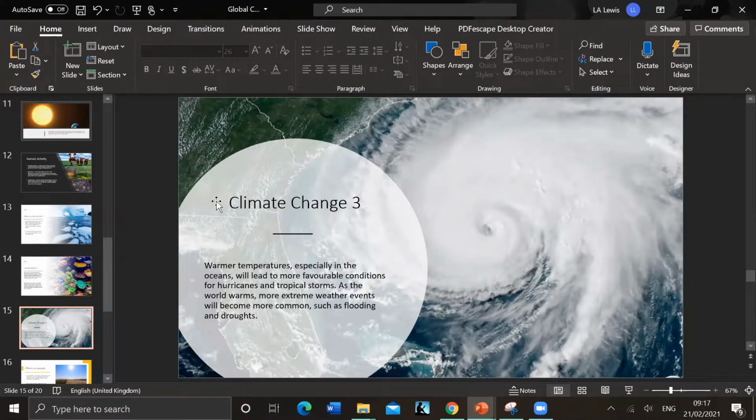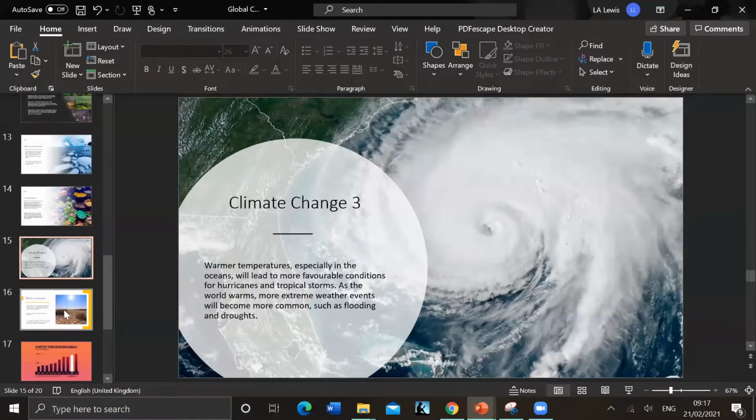Also, warmer temperatures, especially in the ocean, the water temperature is a very important one as we go, isn't it? This will lead to more favourable conditions. It'll be easier to form hurricanes and tropical storms because they need a certain water temperature to form. So extreme events such as hurricanes, high winds, and flooding will become more common, but also in other parts, drought. Other parts may become more dry, so it's not more rainfall everywhere. So it's a bit unpredictable.